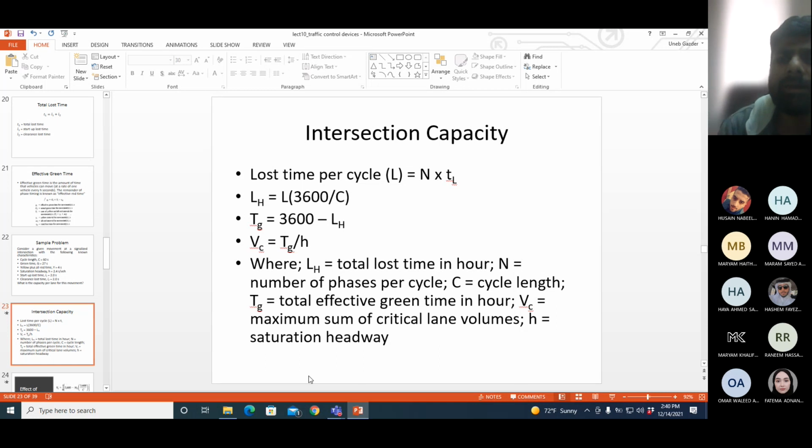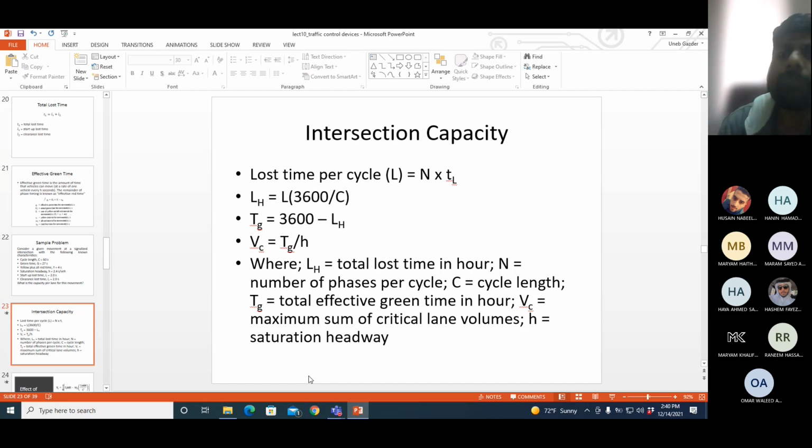Then whatever is not lost time is effective green for at least one of the approaches. Whenever you don't have a lost time, at least one of the phases will have effective green. So if you want the total effective green for the entire signal, you will do 3600, the total time of 1 hour, minus LH, which was the lost time in 1 hour. So this will give you the total effective green time in 1 hour. Total time minus lost time.